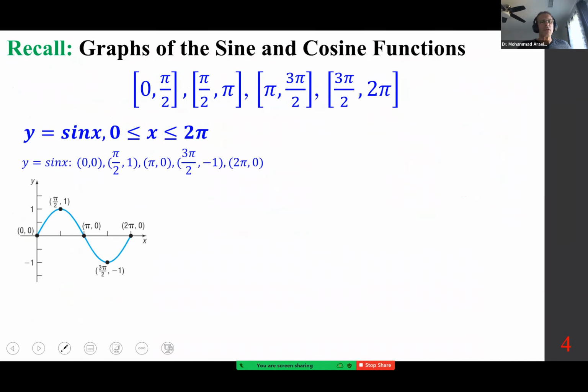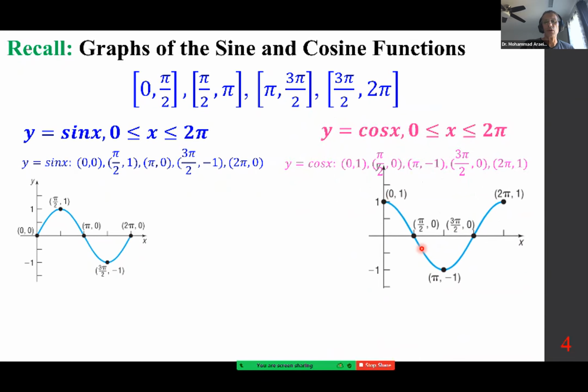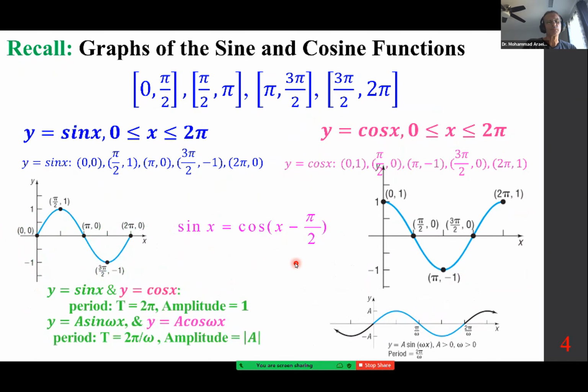As far as graphs of sine and cosine, we discussed there are 4 arcs. You basically cut the period of 2 pi into 4 pieces. This is a basic sine function, so this is 1 arc, 2, 3, 4. And you do the same thing for cosine, 1 arc, 2, 3, 4. The relationship is that every sine can be represented by cosine or vice versa. Sine x is cosine of x minus pi over 2. And if you have y equals a sine omega x or a cosine omega x, the period becomes 2 pi over omega, and the amplitude is the absolute value of a.